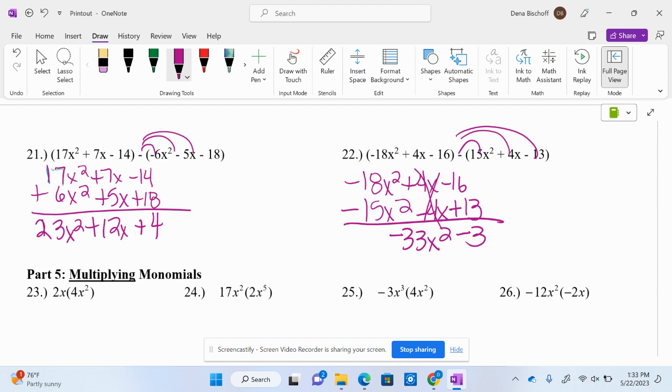A negative times a negative is a positive. So this is going to be plus. And a negative times a negative is a positive. So positive 18 and negative 14 give me what? Negative and a positive give me 4. It's like saying 18 minus 14. So this is 23x squared plus 12x plus 4.